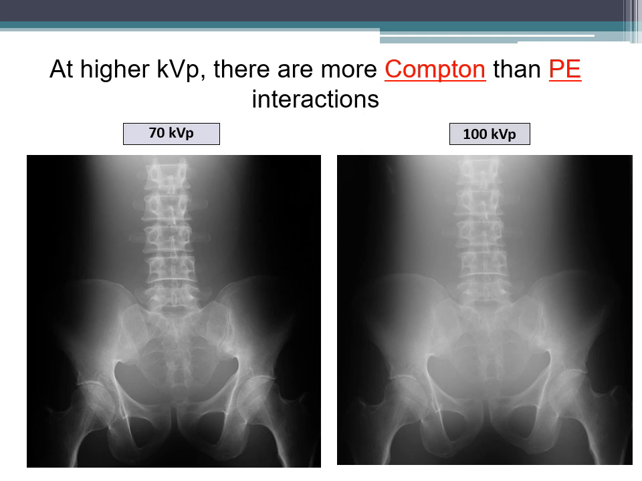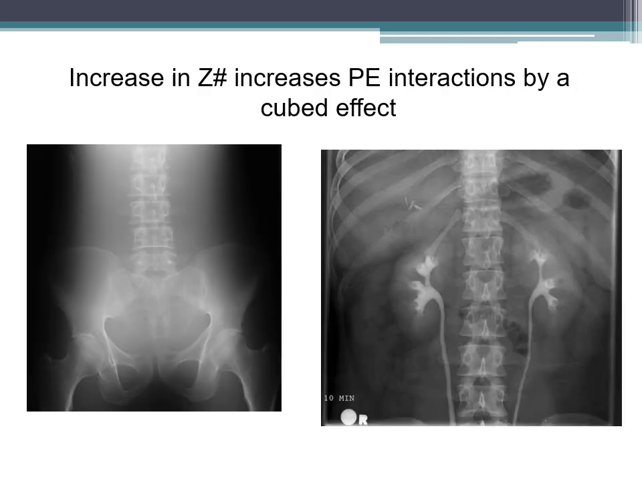So at higher kVp, there are more Compton than photoelectric interactions, and we can see the gray on the image on the right-hand side where we used 100 kVp on this phantom image. An increase in Z number increases photoelectric interactions by a cubed effect. Taking a look at our image, we have an image on the left-hand side with no extra contrast media, but on the right-hand side, we do. We've added iodine specifically for an IVU, and the iodine has a higher atomic number and therefore has increased our photoelectric interactions by a cubed effect.